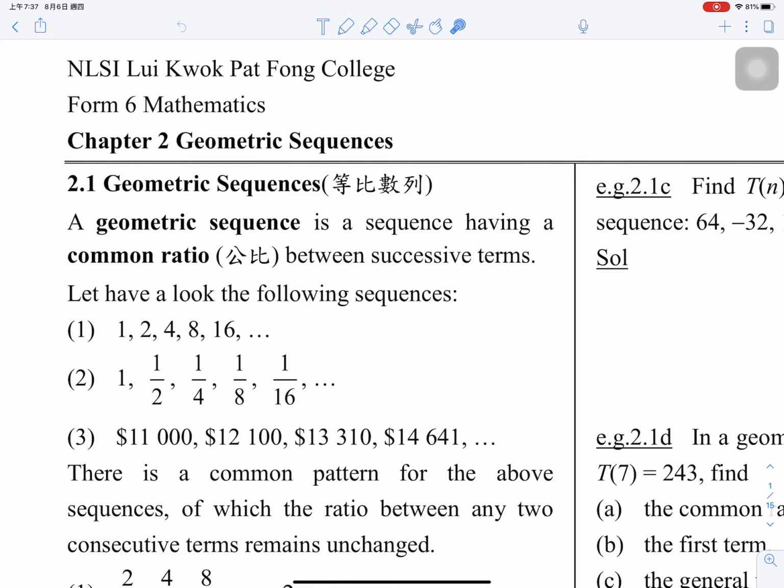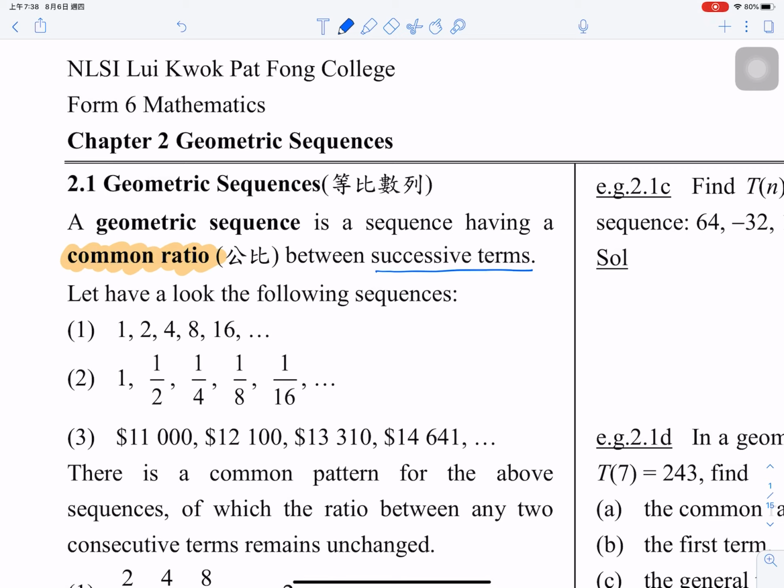Chapter 2, Geometric Sequences. After Chapter 1, we know about arithmetic sequences. Now we have a look at another kind of sequence, geometric sequences. A geometric sequence is a sequence having a common ratio between two successive terms.